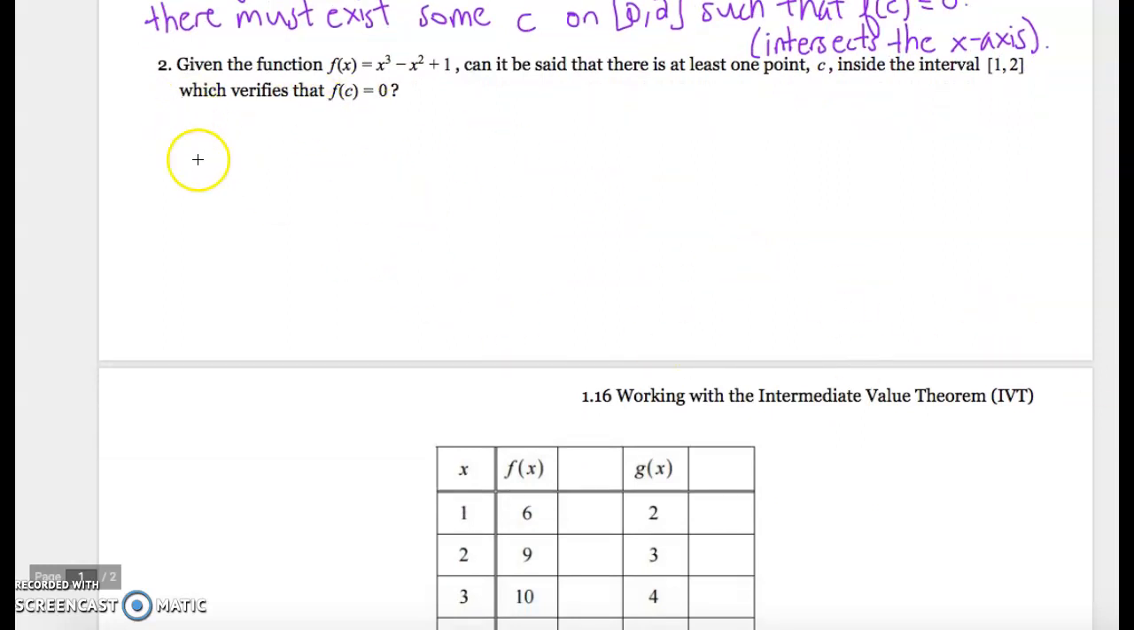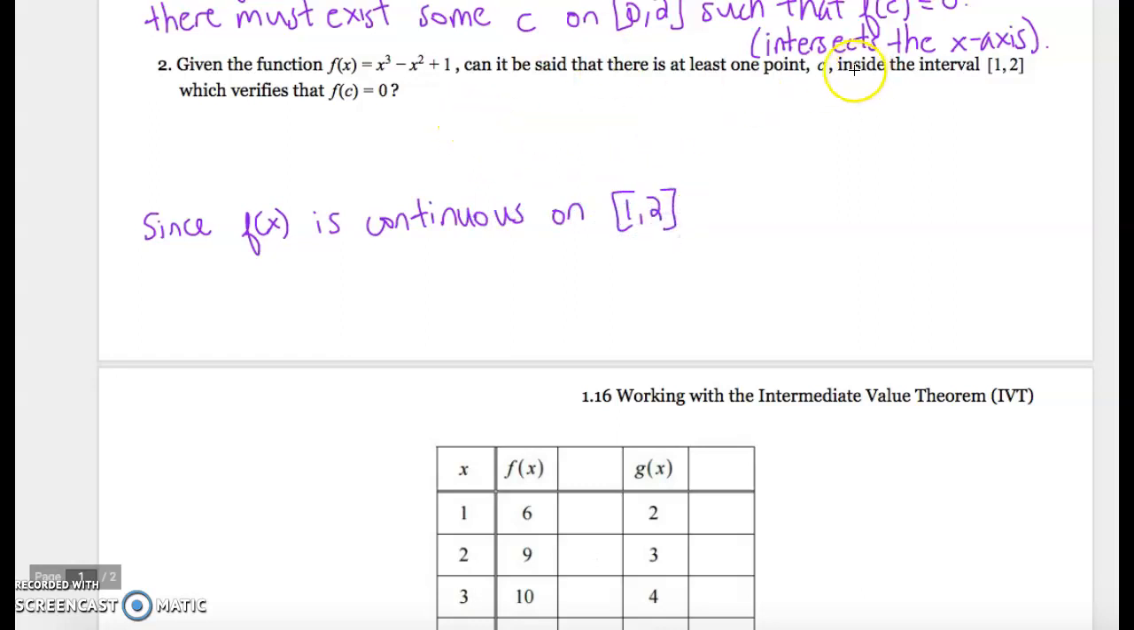So in this next equation, given the function f of x equals x cubed minus x squared plus 1, can it be said that there is at least one point c inside the interval 1 to 2, which verifies that f of c equals 0? All right, so right off the bat, we know our function will be continuous because this is a cubic equation, and cubic equations are continuous on their domain, and the domain of a cubic equation is all real numbers, so I know it'll be continuous from 1 to 2. So if you want to start off your skeleton, you're more than welcome to. So you can say since f of x is continuous on the interval 1 to 2.